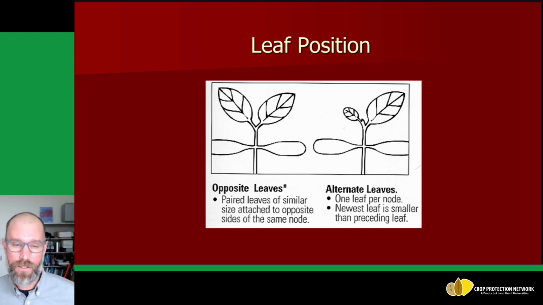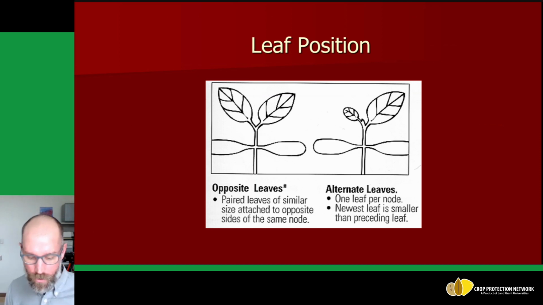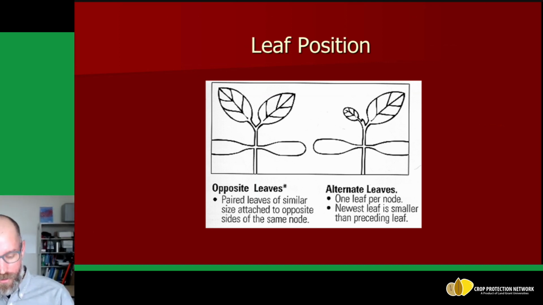So leaf position. So where do the leaves originate from on the stem of the plant? And so really there's two options. If we think of the node on the stem as the place where those leaves originate from, we can have plants that have leaves that are opposite. So they're coming from the same place on the stem, the same node, but they come out on opposite sides of the stem. Or we could have what's called an alternate leaf arrangement.